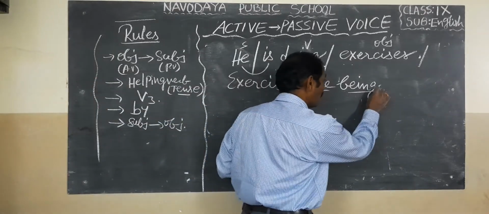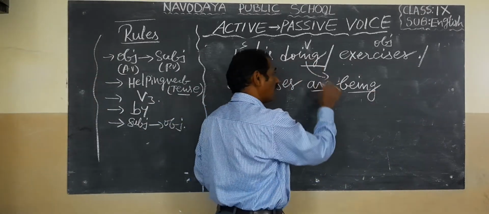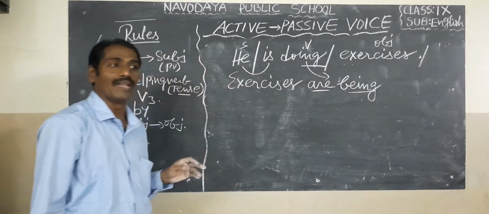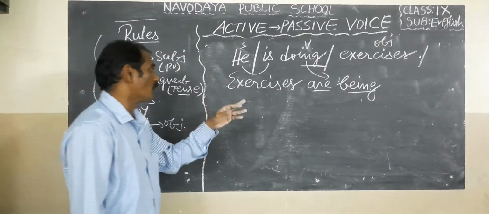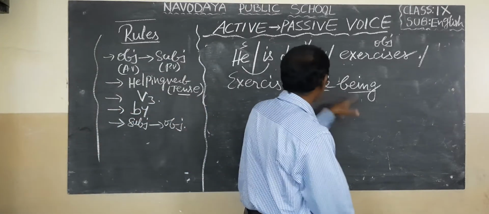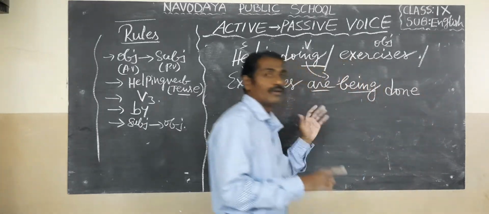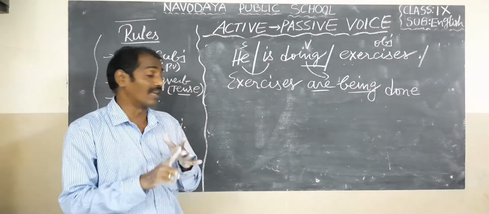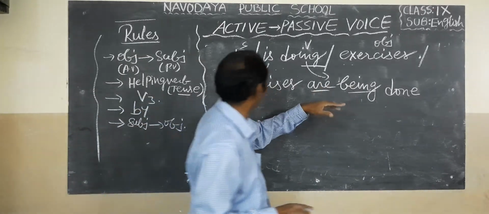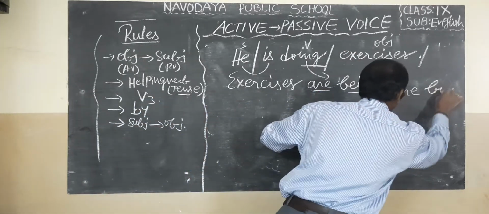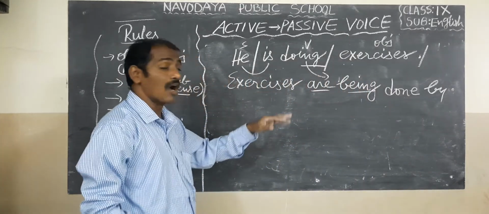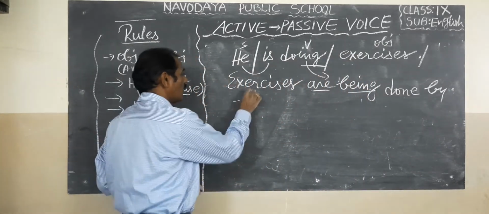Why should you write being? Because the main verb is in the -ing form. So exercises are being. Next, V3: do, did, done. Exercises are being done by him.